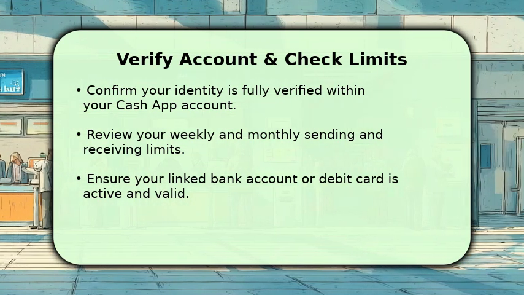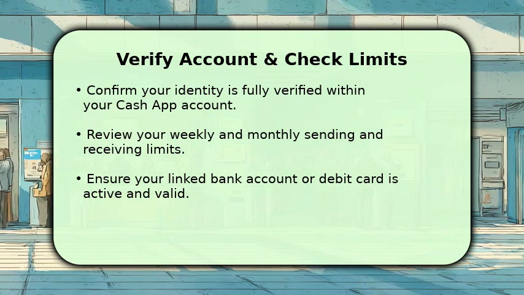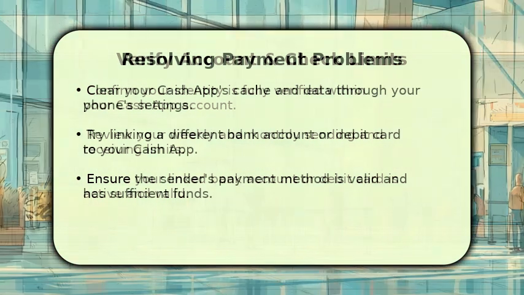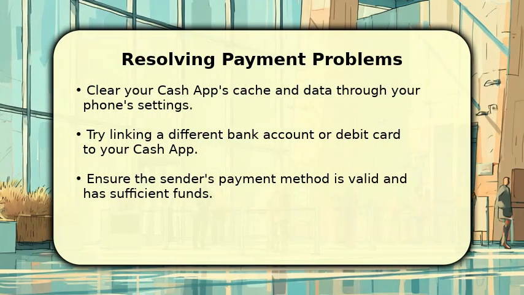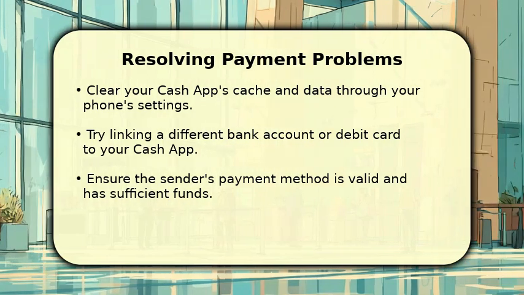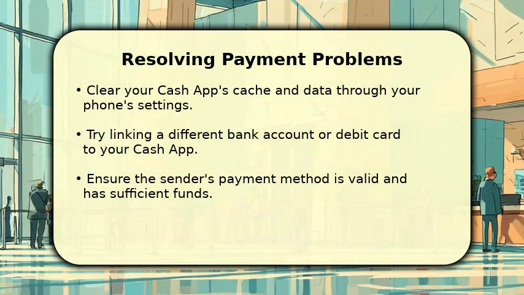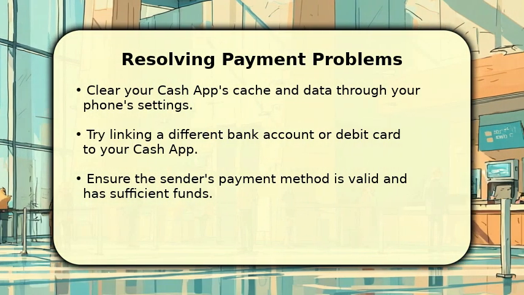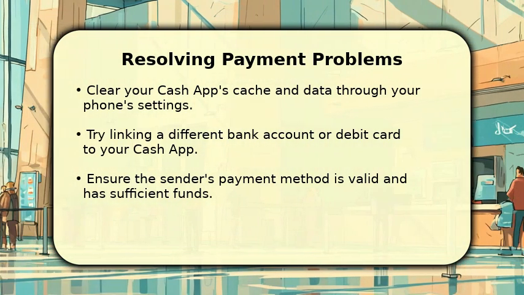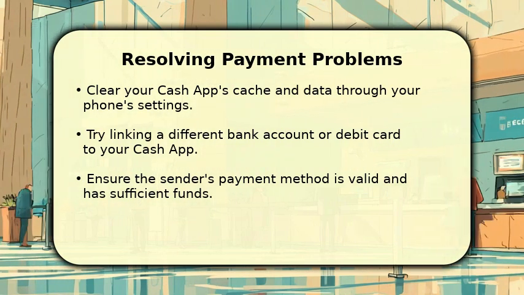Ensure your linked bank account or debit card is active and has not expired. If the problem persists, try clearing your Cash App's cache and data from your phone settings. This can resolve minor glitches. Consider linking an alternative bank account or debit card to see if the issue is with your primary linked method.